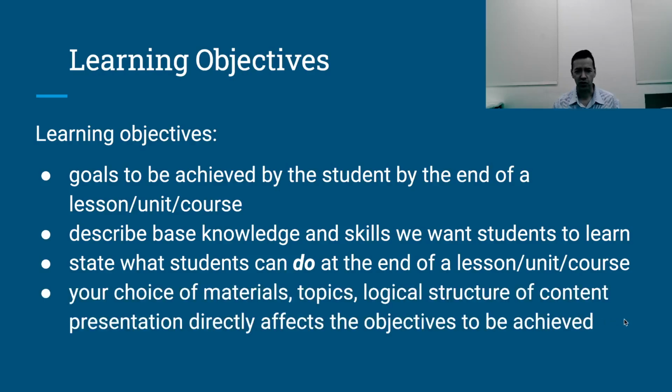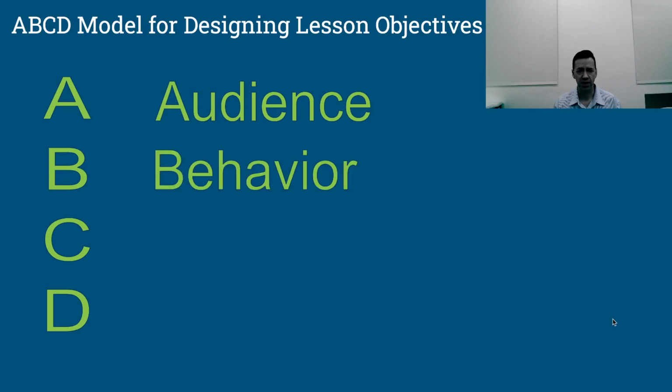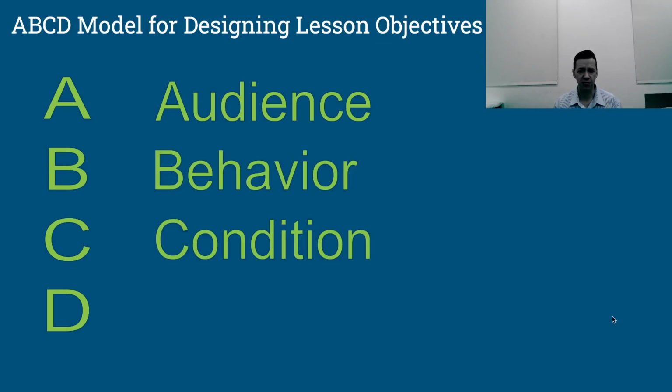Now, your choice of materials, topics, logical structure of content, and presentation directly affects the objectives to be achieved. So you have to obviously match them to what you have in your classroom. Okay, so we're going to follow what's called the ABCD method. I'll give you some examples, and then in class we're going to practice. A stands for audience, B stands for behavior, C stands for condition, and D stands for degree. So I'm going to quickly define each one.